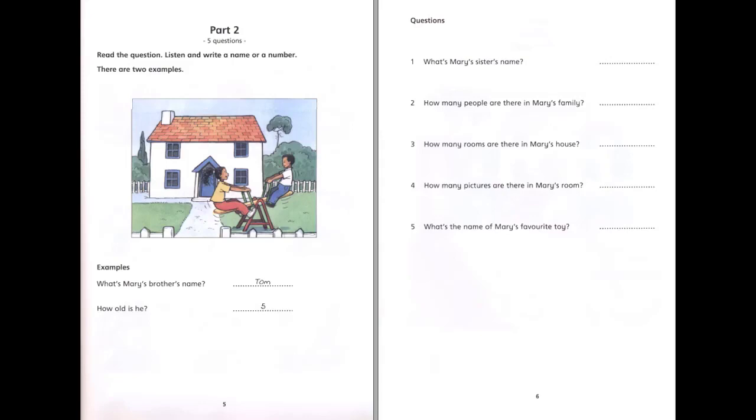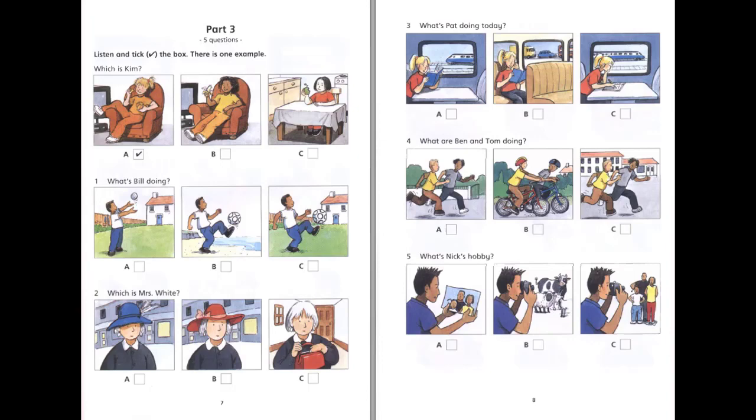Part three. Look at the pictures. Now listen and look. There is one example. Which is Kim? Is Kim in the kitchen? No, that's Kim's sister. Kim's in the living room. Oh, yes. Is she eating a banana? No, she isn't. She's eating an orange. This is an example. Kim is in the living room eating an orange. Can you see the tick? Now you listen and tick the box.